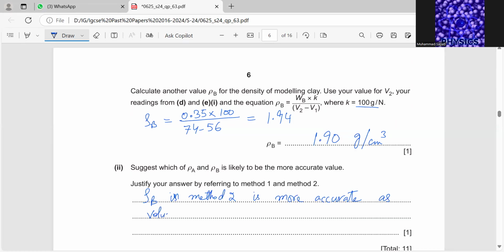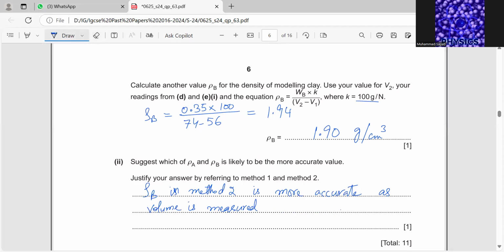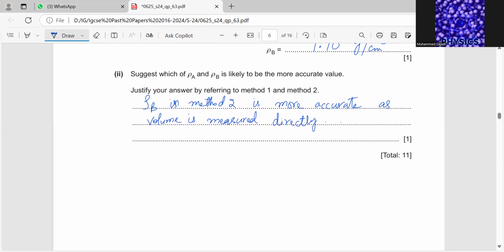as volume is measured accurately. Volume is measured directly. Better to say directly. No dimensions are measured directly. In this way, question number 1 is done.